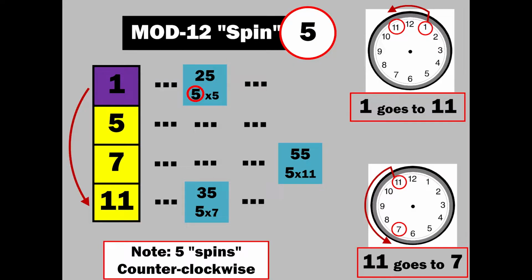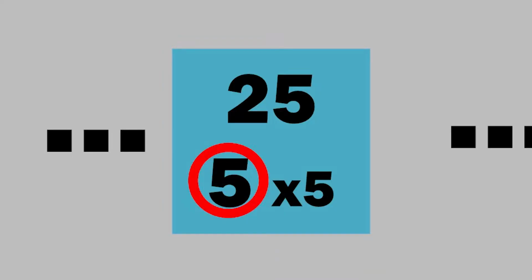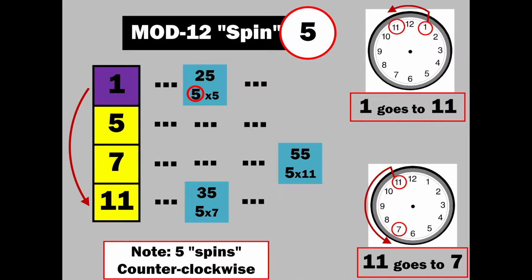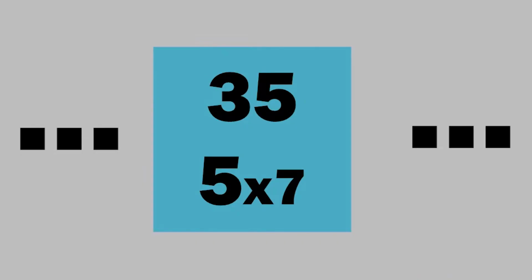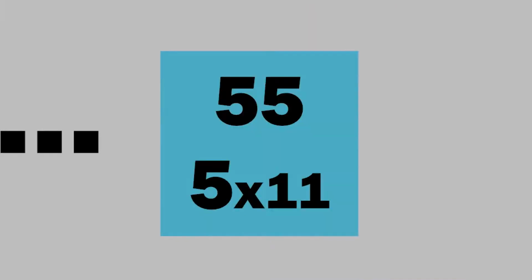Let's take a look at the prime number 5. It exhibits number line spin insofar as in the blue box you see 5 times 5 is 25. The composites are getting larger. 5 times 7 is 35. It continues to spin, where 5 times 11 is equal to 55.